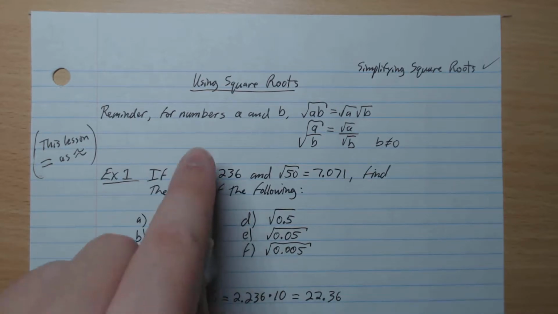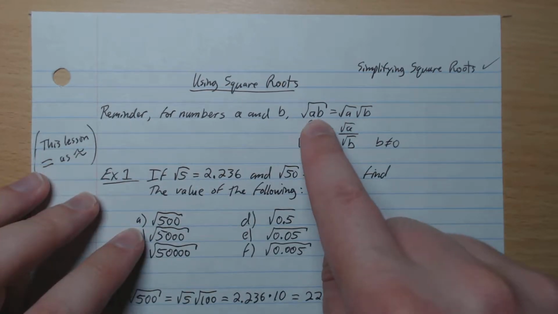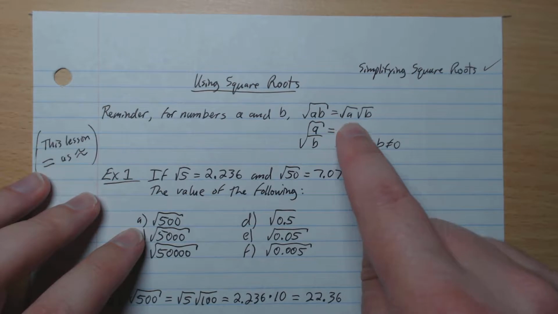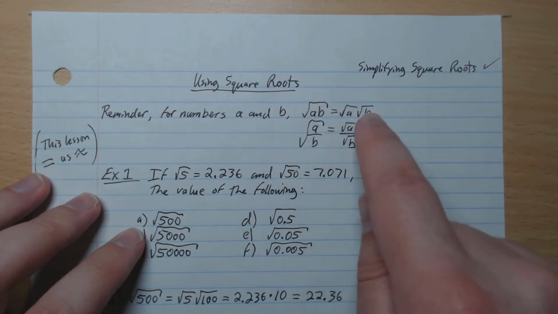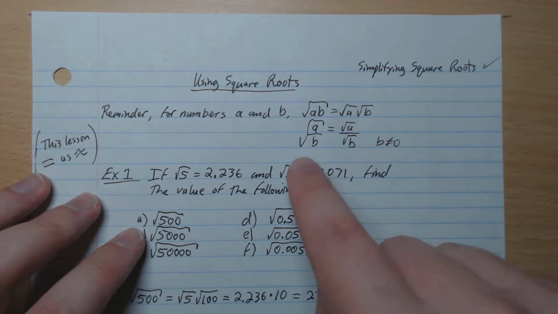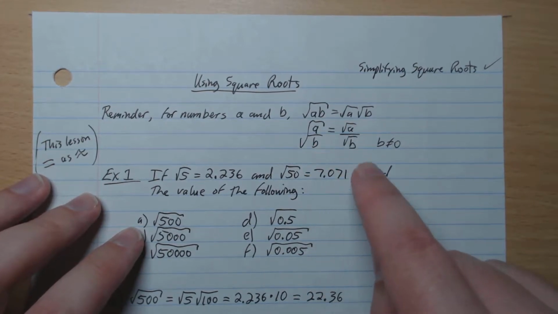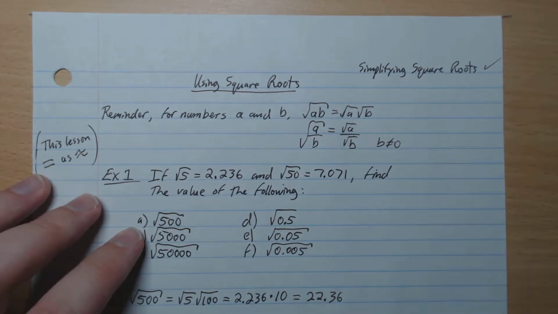Just a reminder, for numbers a and b, root ab is the same as root a times root b, as if the square root distributes to the multiplication. And root a over b is the same as root a over root b, for b non-zero.